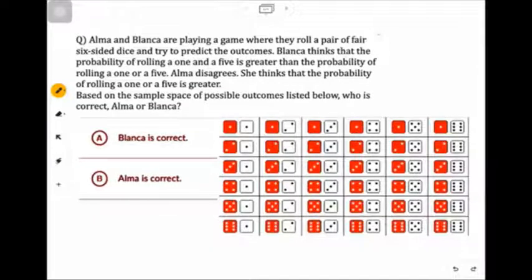Blanca thinks that the probability of rolling a 1 and a 5 is greater than the probability of rolling a 1 or a 5. Blanca thinks rolling a 1 and a 5 is greater. Alma disagrees. She thinks that the probability of rolling a 1 or a 5 is greater. Based on the sample space, the possible outcomes listed below, who is correct, Alma or Blanca?